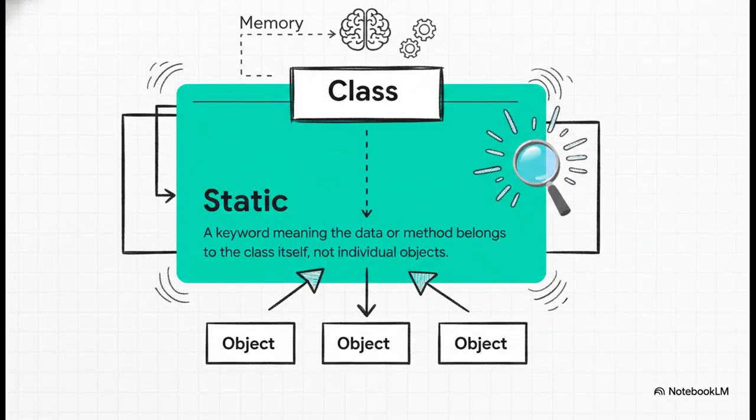Now, what's really interesting is how we can manipulate that memory for incredible efficiency using the static keyword. When you make a variable or a method static, you're telling the computer that this specific piece of data does not belong to any individual object. Instead, it belongs globally to the class itself. It's shared across every single object spawned from that blueprint.